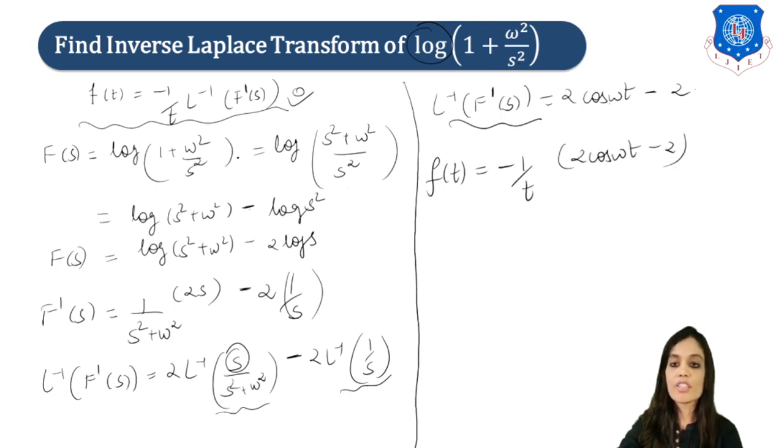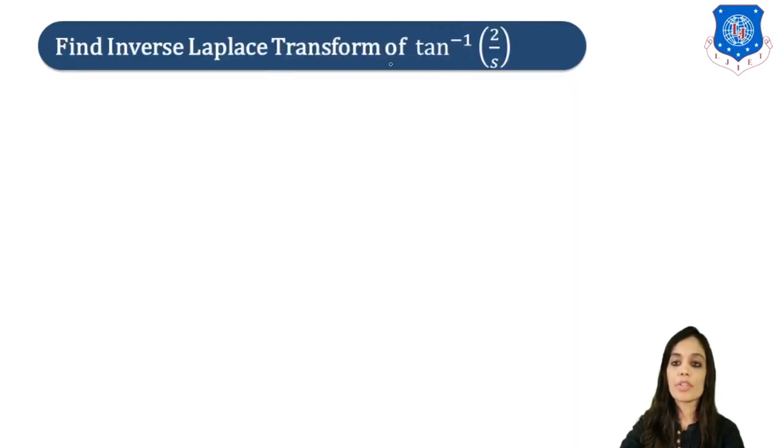So basically what we have done, firstly we have written our F(s), then we have found out its derivative, then applied Laplace inverse on both the sides. So whatever is the answer, we are multiplying finally by what? Minus 1 upon t. Okay. So this is the way to solve the examples having log, tan inverse, cot inverse, etc. So now let us go to our next example.